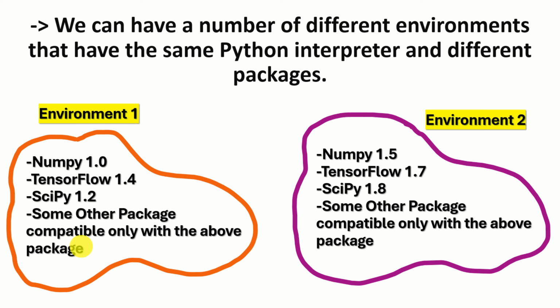So what you will do is create a Python environment using the same interpreter, and inside of this environment, you will install packages that are relatively old. For example, NumPy 1.0, TensorFlow 1.4, SciPy 1.2, and some other packages compatible only with the above packages. In that way, you will split your development environment. That is, you will have a certain development environment where you can manually change all the packages and make them compatible with each other.